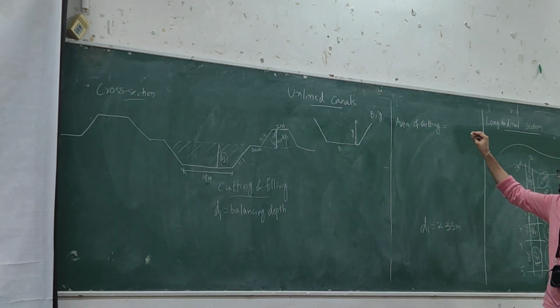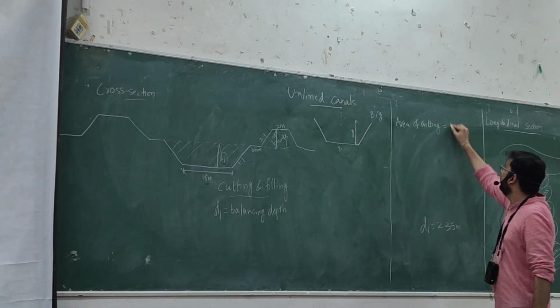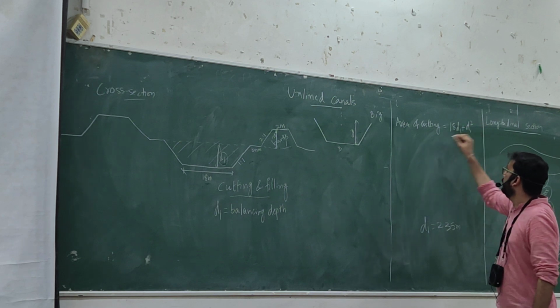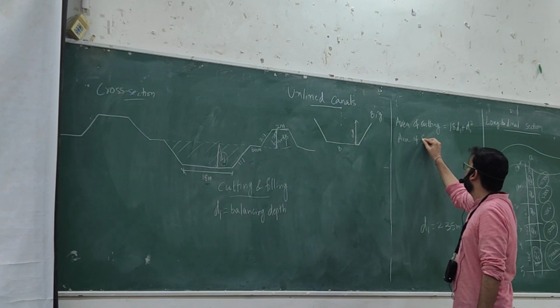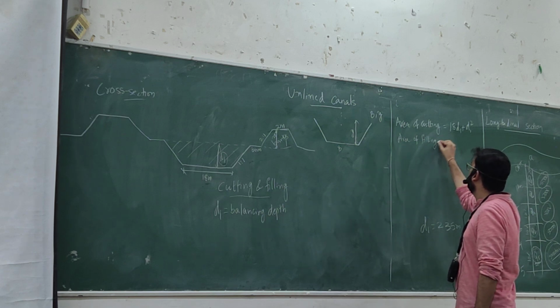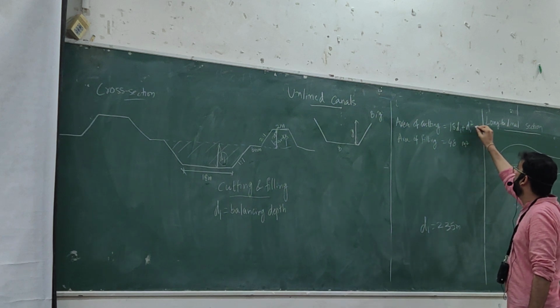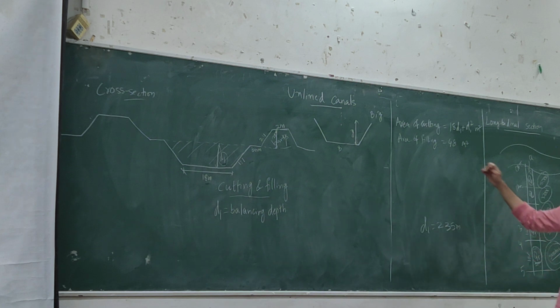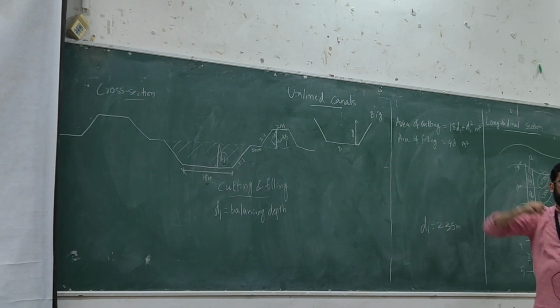So what is the equation for D1? Area of cutting in terms of D1? 18D plus D square. And what about the area for filling? 48 square. So if you equate the area for cutting and the area for filling and solve for D1, you would get the answer.